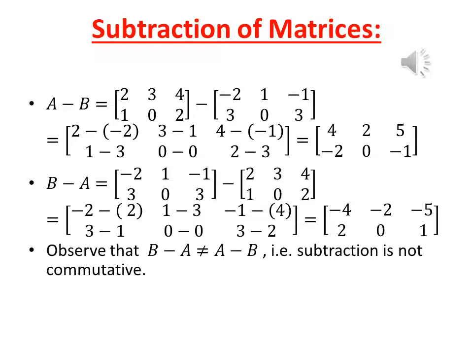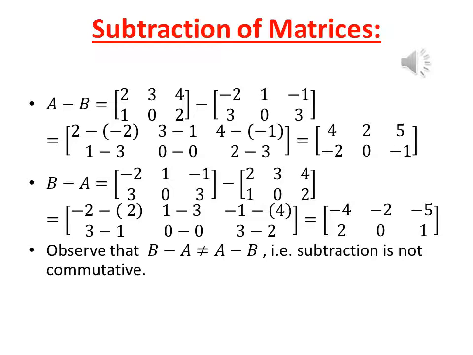We look at two examples. A minus B: matrix A is 2, 3, 4, 1, 0, 2 minus matrix B, negative 2, 1, negative 1, 3, 0, 3. We can add each element with the corresponding one in the other. To get the minus, we have to change the signs of all elements here. So 2 minus negative 2 is 4, and so on. The result is 4, 2, 5, negative 2, 0, negative 1, which is A minus B.